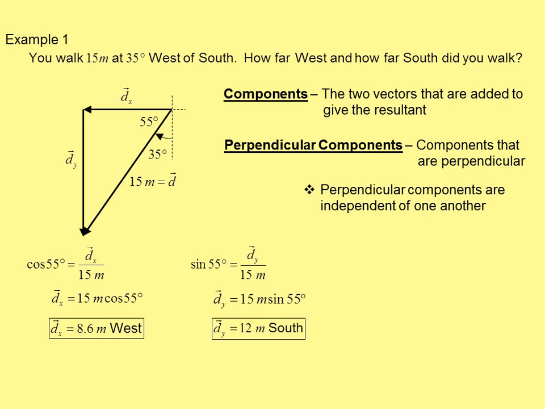So unlike some components at a weird angle, which would have both horizontal and vertical parts, horizontal and vertical, perpendicular, are always independent. And we're going to see this over and over as we go through things this year. It's why we tend to break things up into perpendicular pieces, perpendicular components, because they don't affect one another.